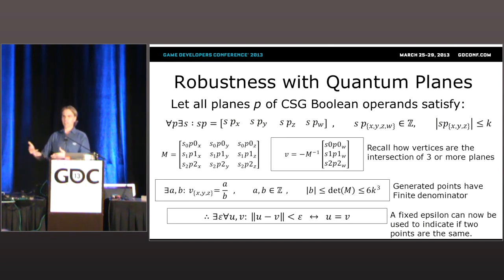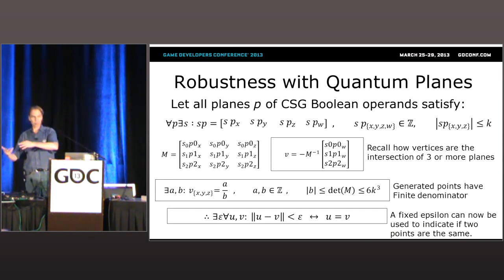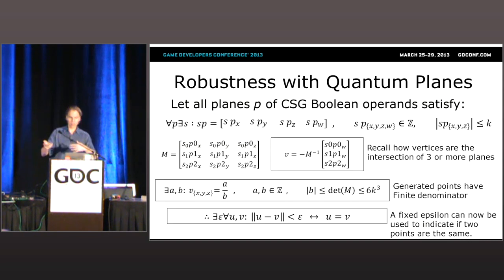Furthermore, a, b, and c are integers less than a small constant. All right. So now recall how when I have a vertex, it's going to be the intersection of 3 or more planes. And how did we compute that? Well, we had this matrix, right? And that M matrix there of the normals, that's all integer values now. I invert it and multiply it by this vector, which are all integer values now.